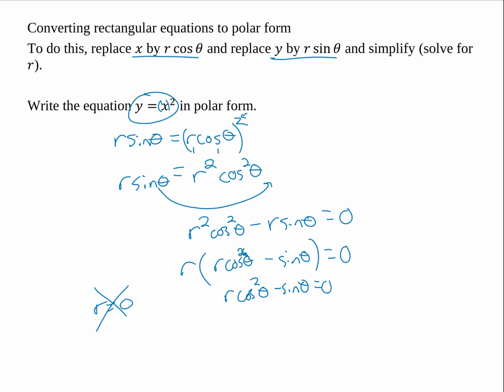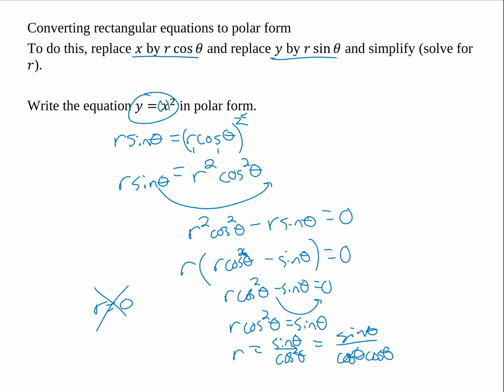Now solve for r. So this goes over. I have r cosine squared theta equals sine theta. And now if I divide both sides by cosine squared theta, I have r equals sine theta over cosine squared theta. So now we're going to use a little bit of identity here. Cosine squared is really cosine times cosine. So what I have is sine theta over cosine theta times cosine theta.